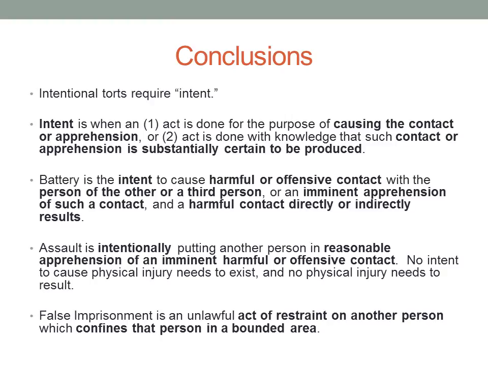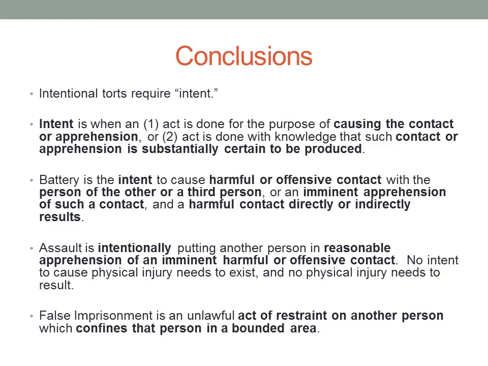Battery is the intent to cause the harmful or offensive contact with a person, and then the harmful or offensive contact directly or indirectly results. The assault is essentially an attempted battery. You put the person in reasonable apprehension of the harmful or offensive contact. And remember, you don't actually have to have the intent to touch them. You don't have to have the intent to cause them harm. The only thing you have to intend is that they believe that you're going to commit a battery against them.